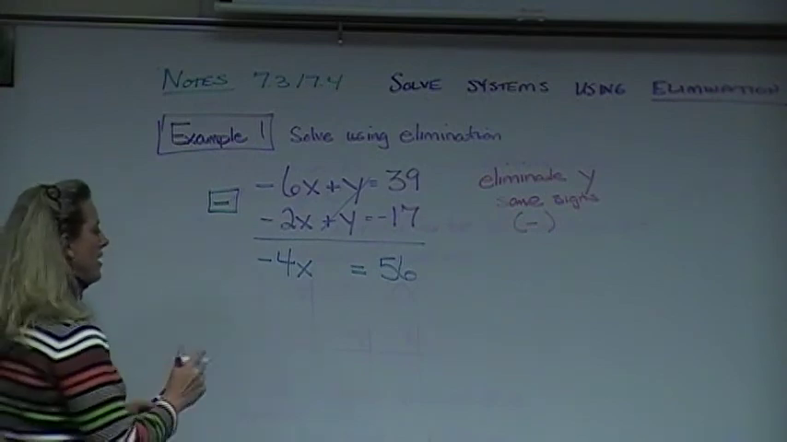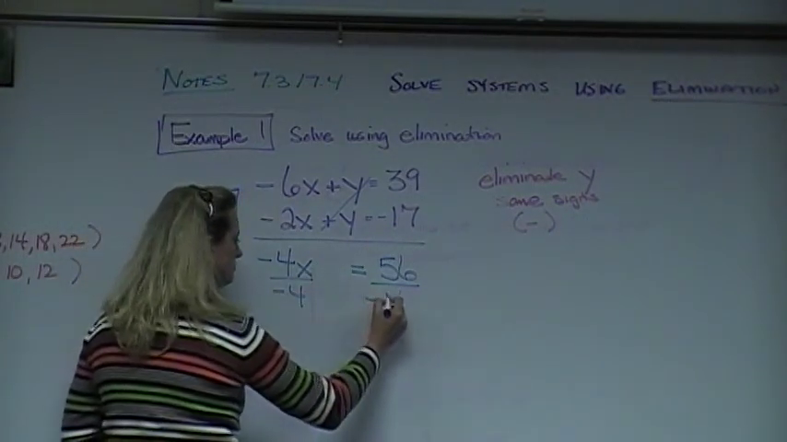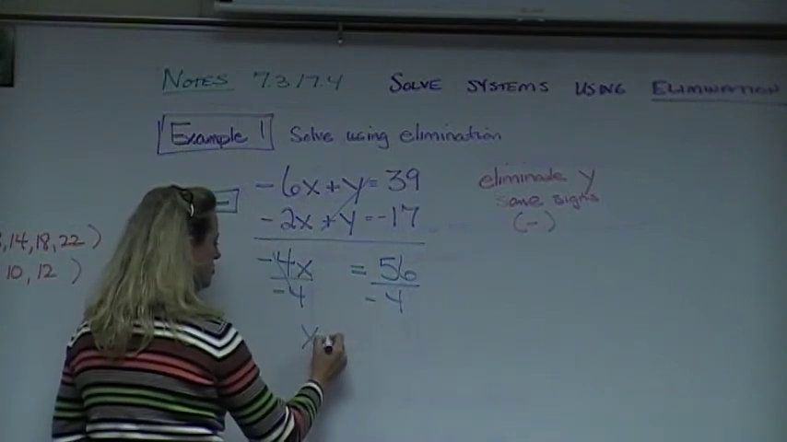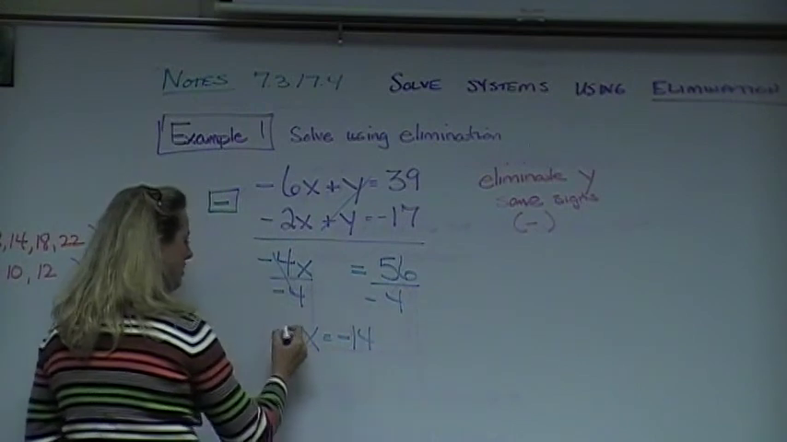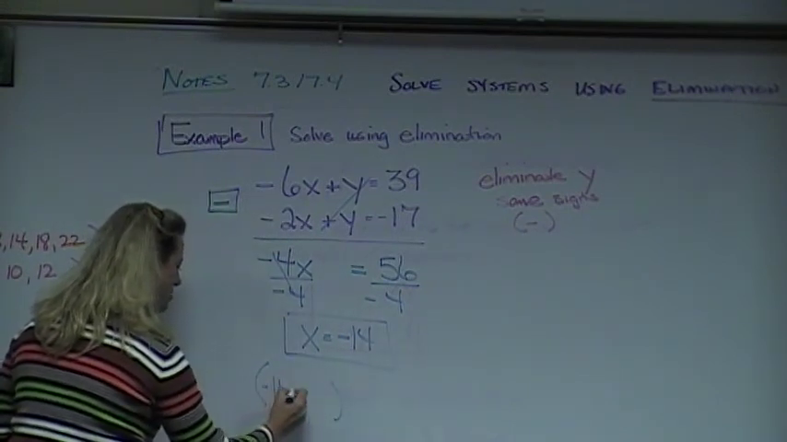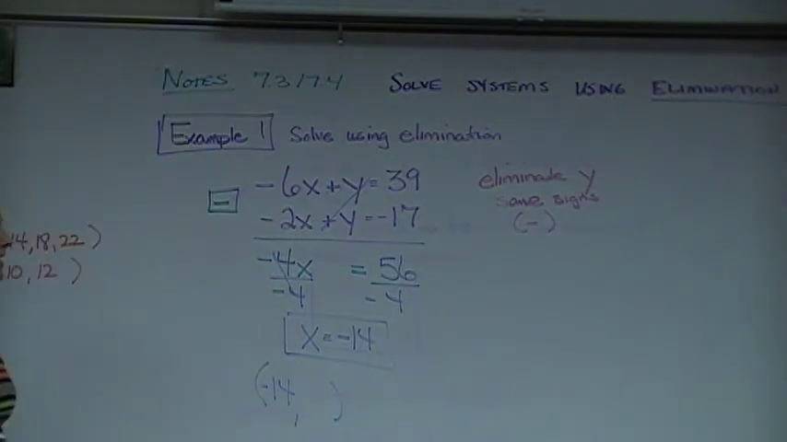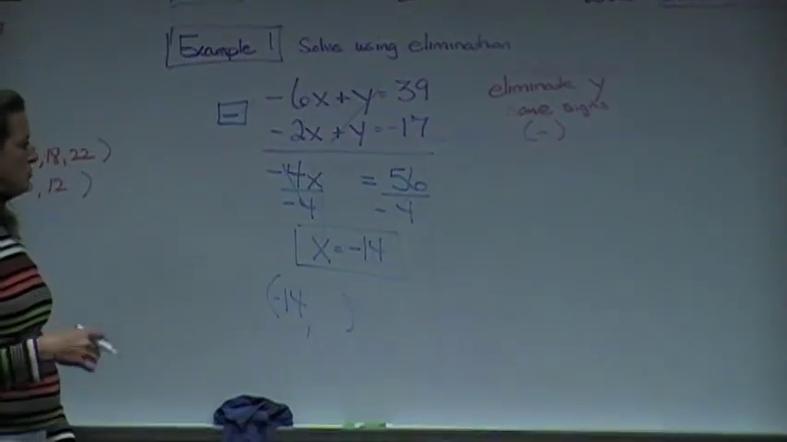Okay? What do we divide both sides by now? Negative 4. We get x is equal to, what's 56 divided by negative 4? Negative 14. How much of my answer have I now solved for? Half. Half of my answer. I've solved for x. How do I solve for y now? Plug it in. You have your choice, the top or the bottom. Which one makes more sense?